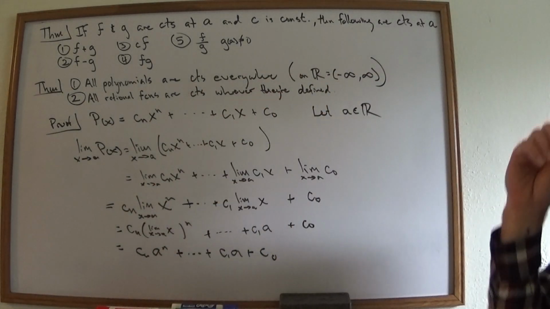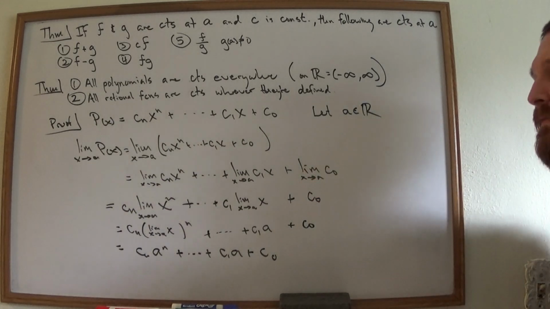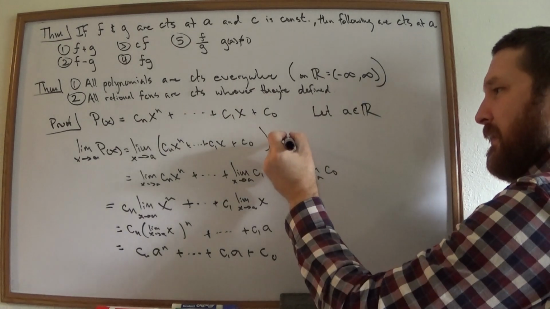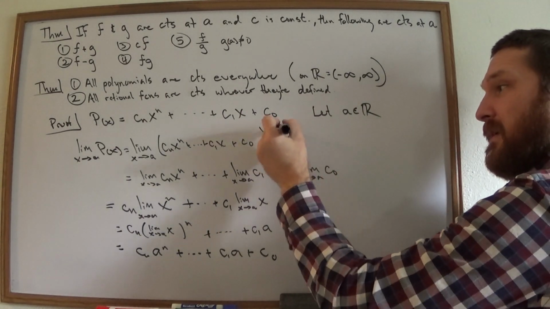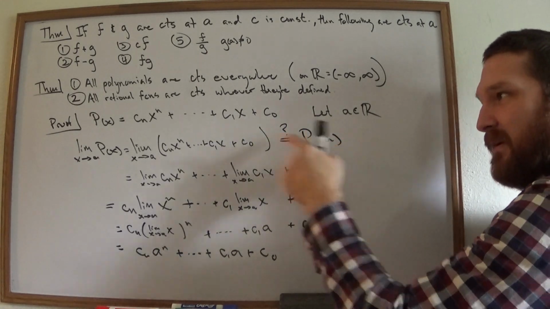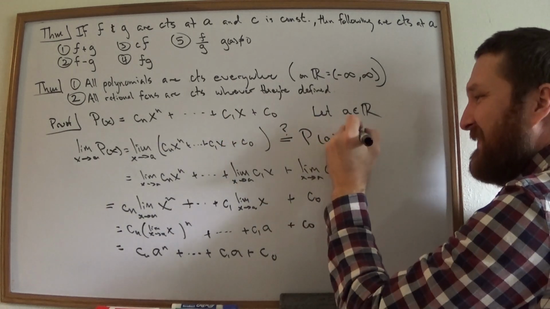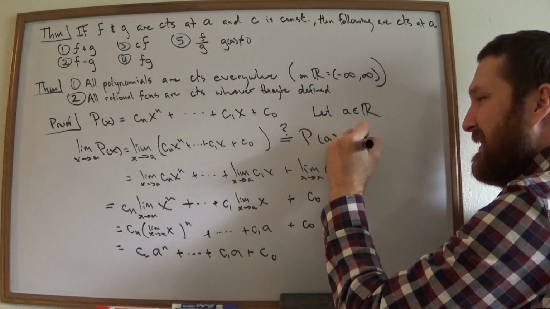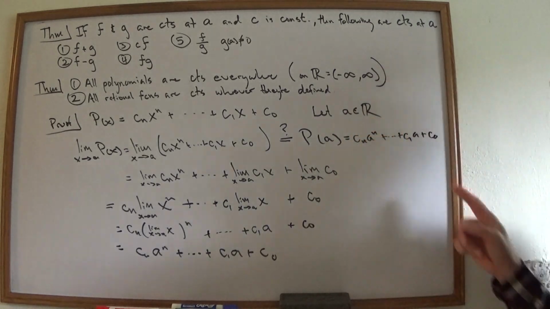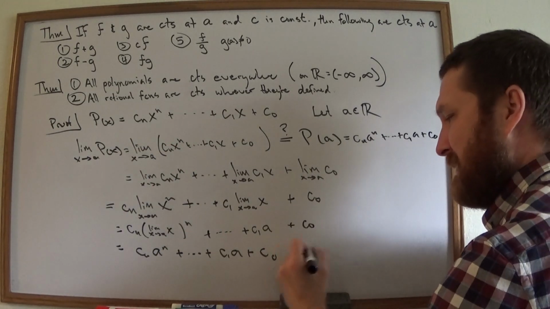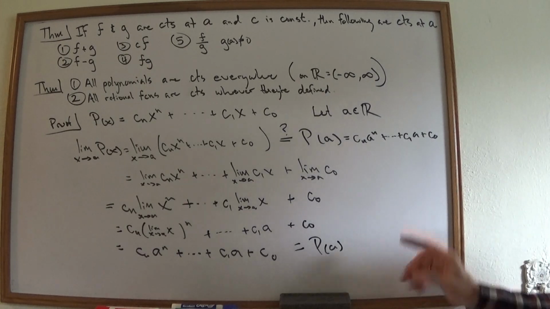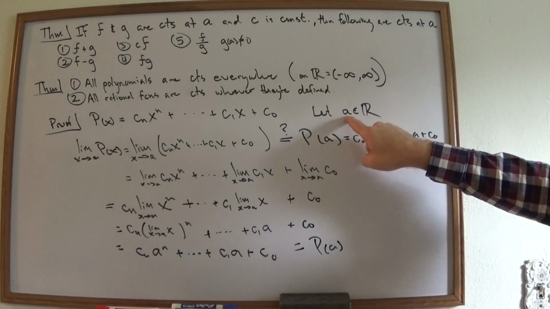Okay, so that's one half of the definition of continuous. What's the other half? This has to be equal to P of a. And so we're asking ourselves, is this the same thing as P of a? Well, if I plugged in a, this would be c_n a to the n plus all the way down to c_1 a plus c_0. So yes, indeed, the limit is equal to the value, and therefore all polynomials are continuous everywhere, because I said a could be any real number.